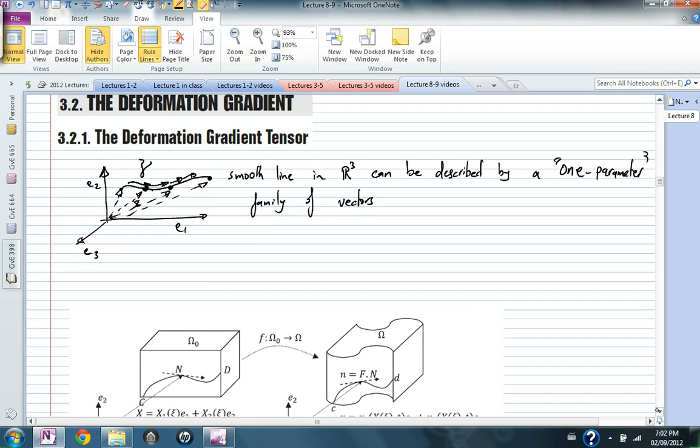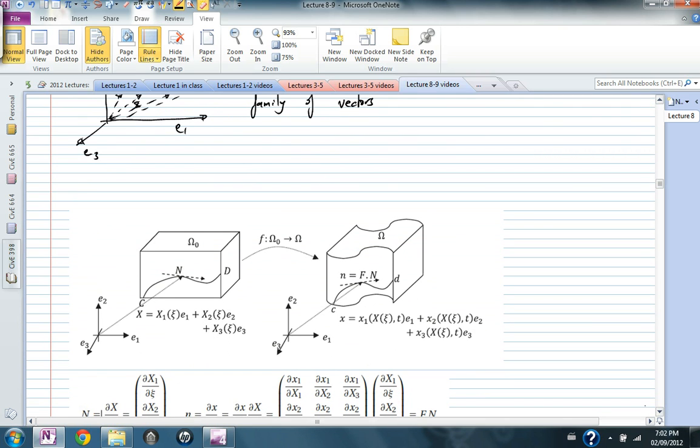Now let's apply this to a continuum. If I have a continuum in the reference configuration, described or represented by omega naught, every point is represented by a vector in the set omega naught. So the set omega naught represents the reference configuration of the object. After deformation, this object is deformed such that the new vector representation is small x, and the object is represented by the set omega of the deformed configuration.